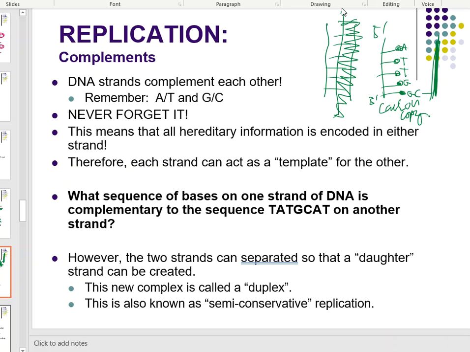It knows that a C would have went here. It knows a C would have went there. It knows an A would have went there. It knows an A would have went there. It knows a T would have went there. And it can fix itself.